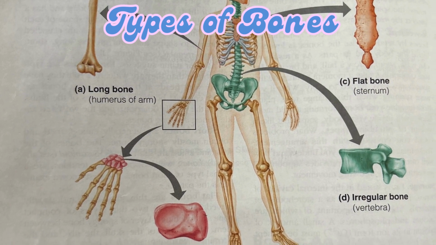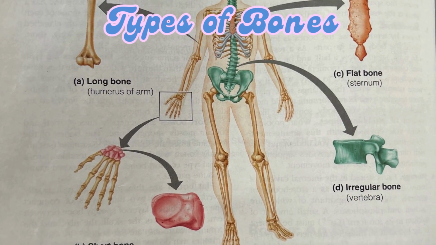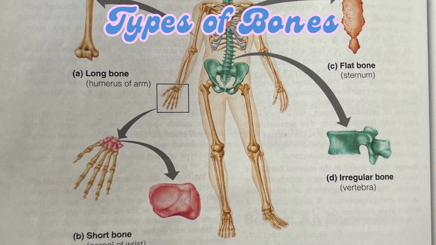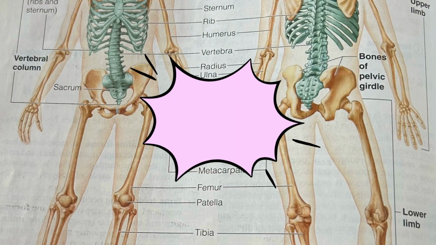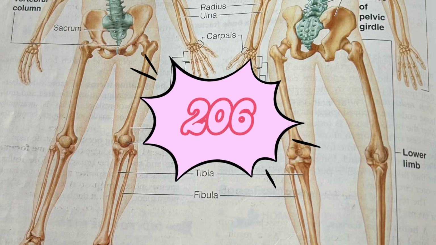Irregular bones are bones with odd shapes that don't fit any other categories. Examples are vertebrae and the hip. Overall, the human body is composed of 206 bones.